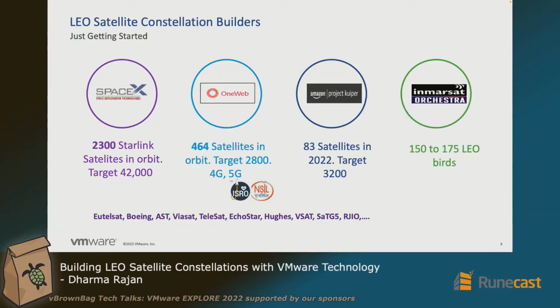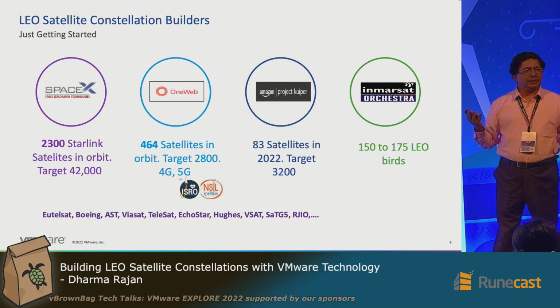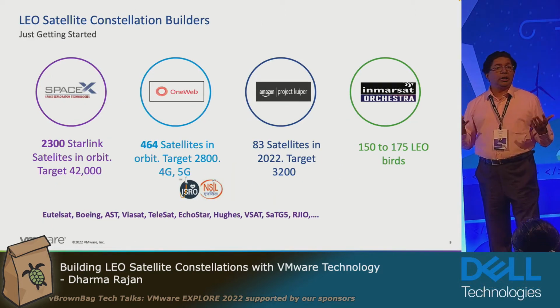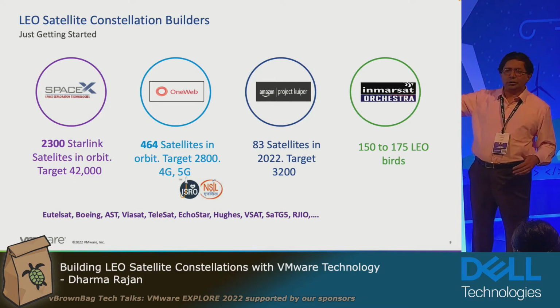Now, there are other companies. Amazon has the Kuiper satellites, and then Inmarsat is a well-known company in the US on satellite technology, and they are launching what is called the LEO birds. So, there's a whole list of other companies, as you can see.